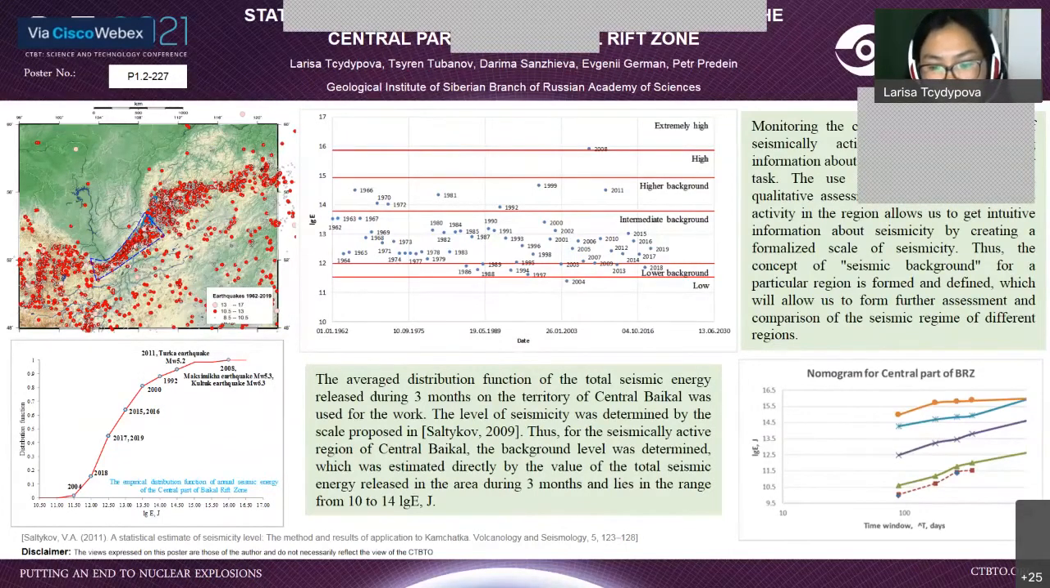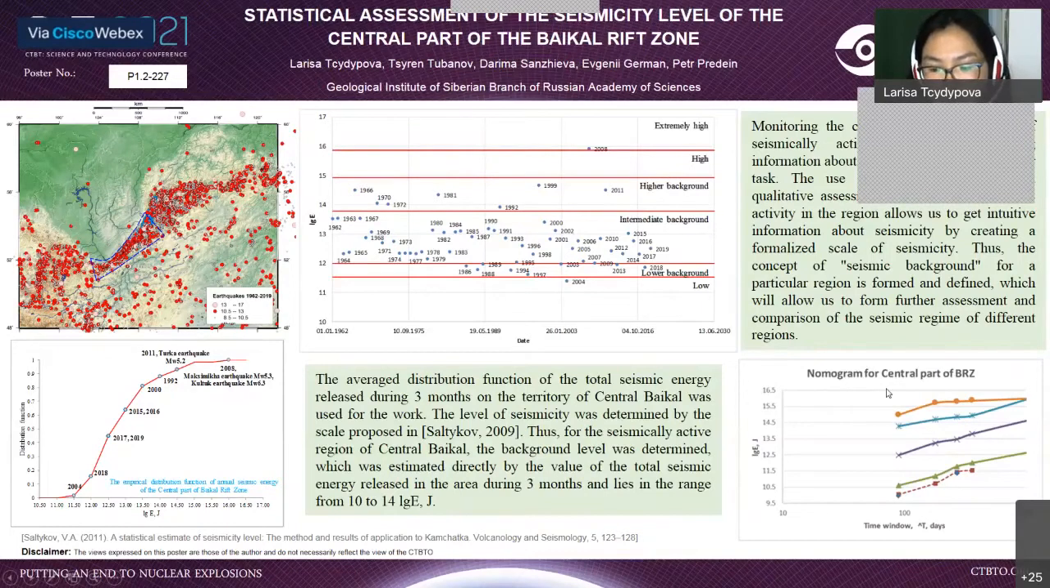The concept of the seismic background for a particular region is formed and defined. The average distribution function of the total energy released during 3 months on the territory of the central Baikal, southeast of Russia, was calculated. The level of seismicity was determined by the scale proposed in the work by Saltykov in 2011. The total seismic energy released during 3 months lies in the range from 10 to 14 lg E.